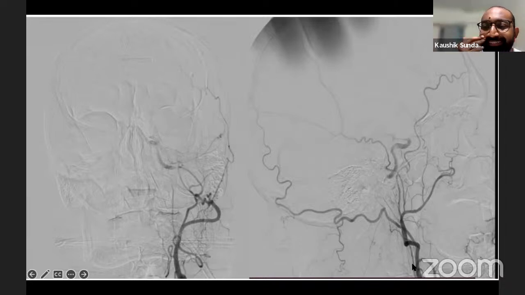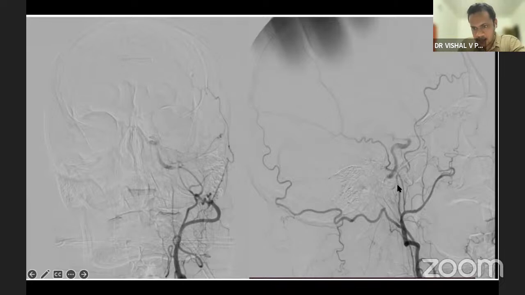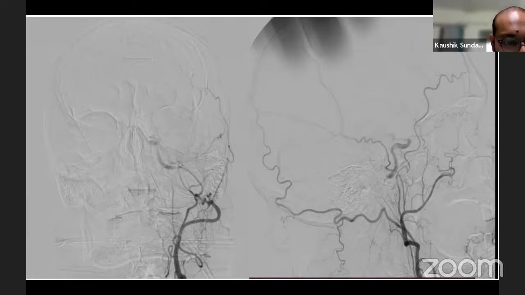Ascending what? Yes, Dr. Vishnuvardhan is saying ascending pharyngeal artery. Okay, so you have an ascending pharyngeal artery that is forming. If you zoom in, you can see those collaterals coming out. You have your maxillary artery supplies that are forming. So these are important collaterals.